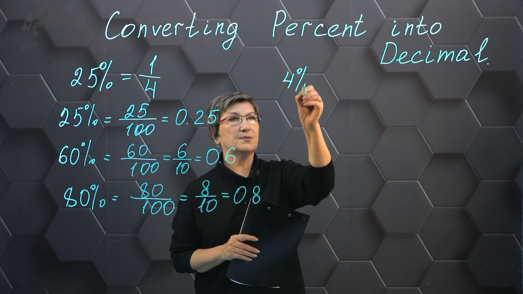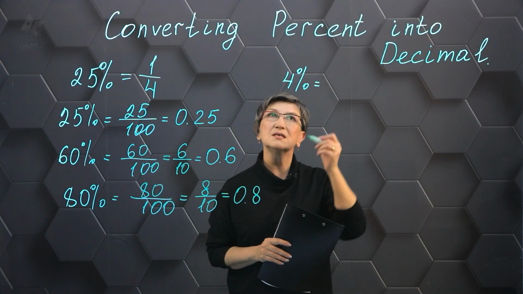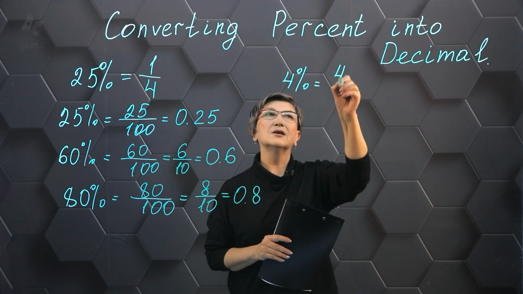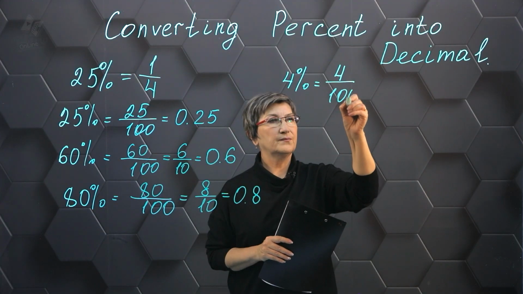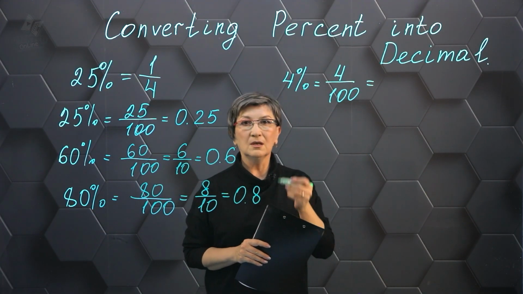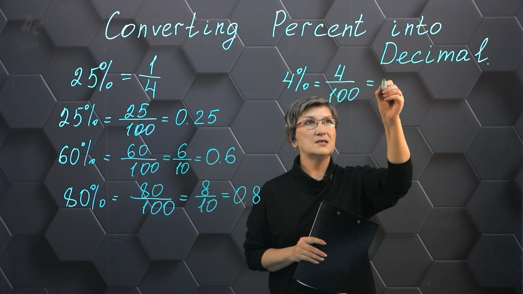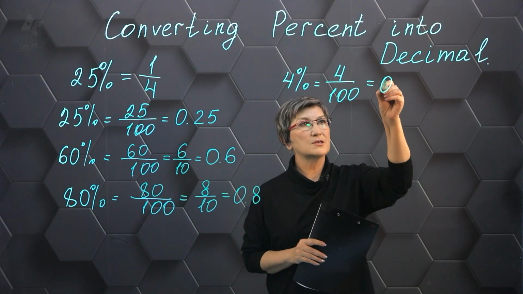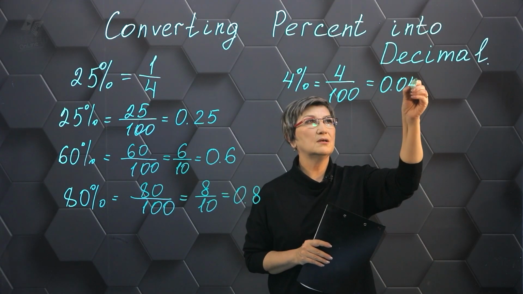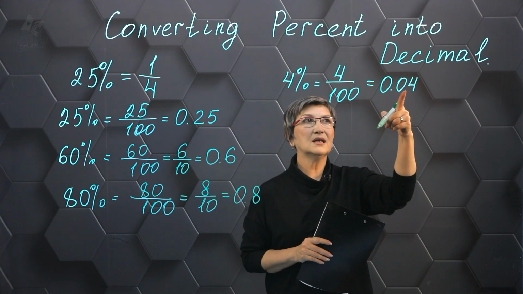Let's try to write 4% as a decimal fraction. So I'm dividing 4 by 100. 4 hundredths. Let's write that down as a decimal fraction. That would be 0.04. So 4% is 0.04.